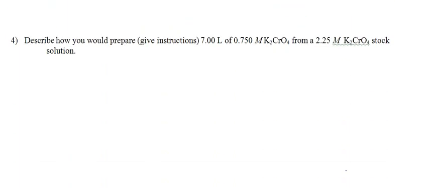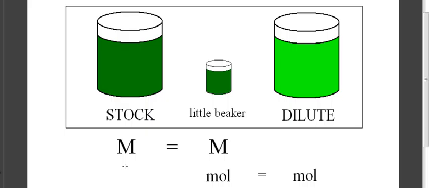All right, number 4. A little bit different here. Describe how you would prepare or give instructions to form 7 liters of a 0.75 molar potassium chromate from a 2.25 molar potassium chromate stock solution. Now, here's what I want us to look at right now. Here I've given you a graphic, and I'm pretty sure that I gave you this graphic.